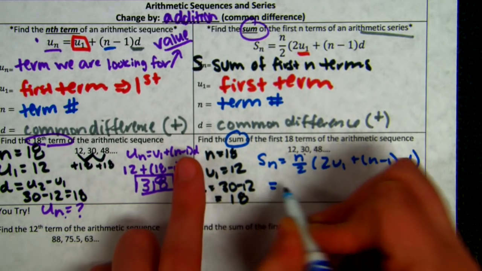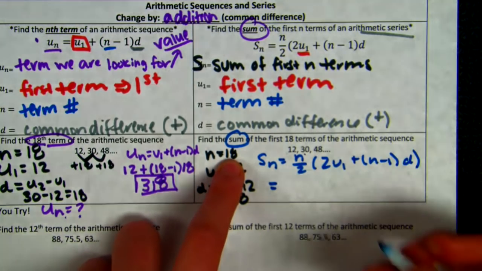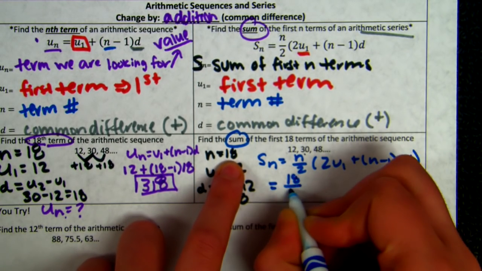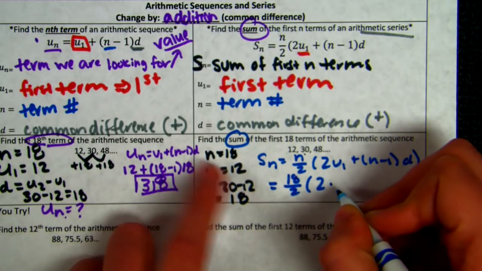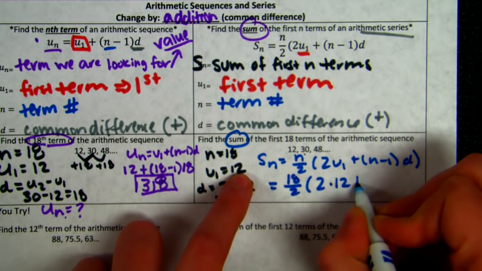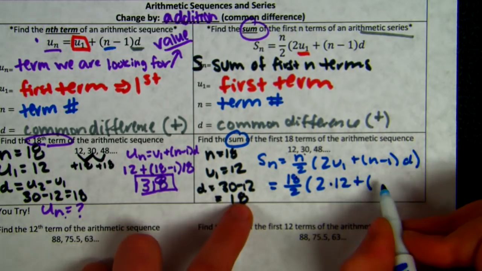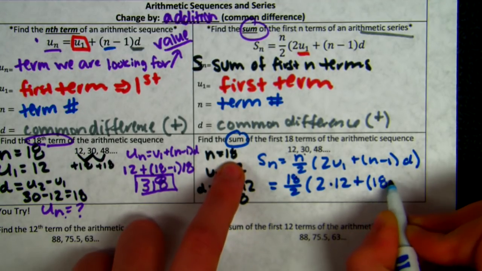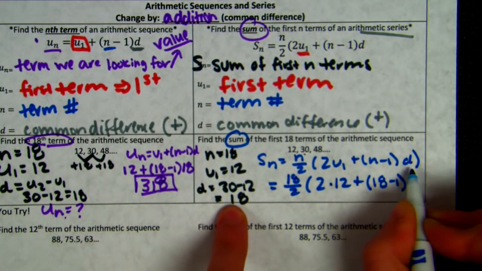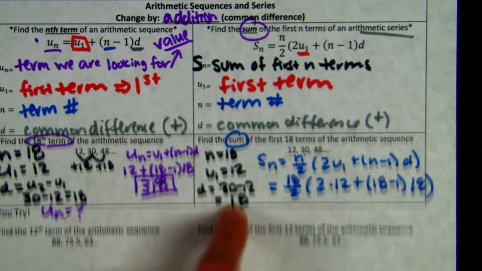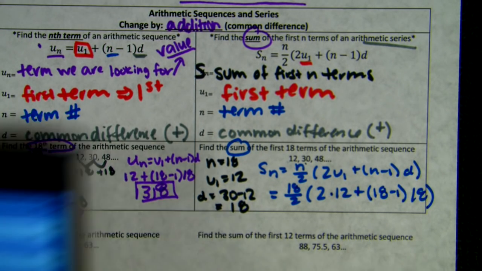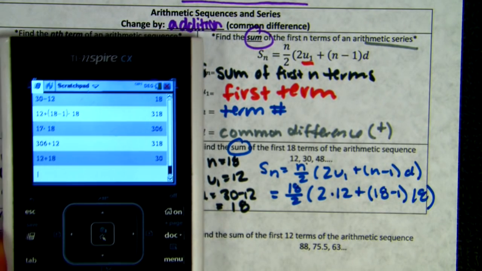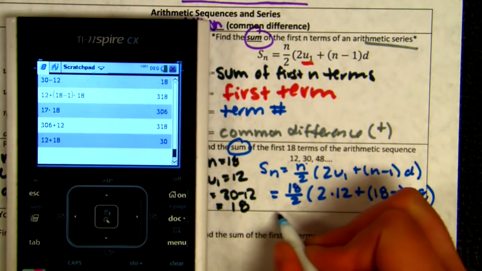So let's fill in what I know. I know that n is equal to 18, so I can say 18 over 2 times 2 times my first term, 12, plus n minus 1. N was 18, minus 1 times my d, which was also 18. I can put this into my calculator, which is what I'll do, but that also kind of scares me, so I might condense some stuff down.